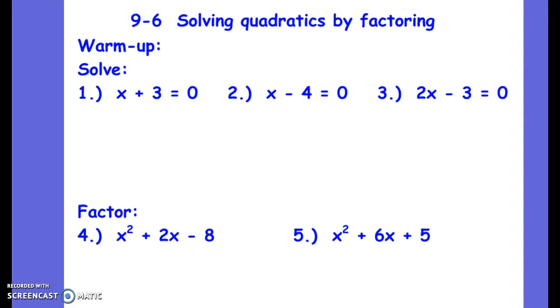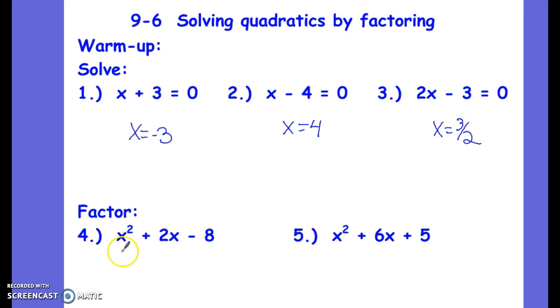We're going to start the second half of Chapter 9 with solving quadratics by factoring. Please hit pause, do the 5 warm-ups, and then hit play to see the answers. Okay, for the first one, you should have had x equals -3. Number 2, added 4 and got x equals 4. Number 3, x equals 3 halves.